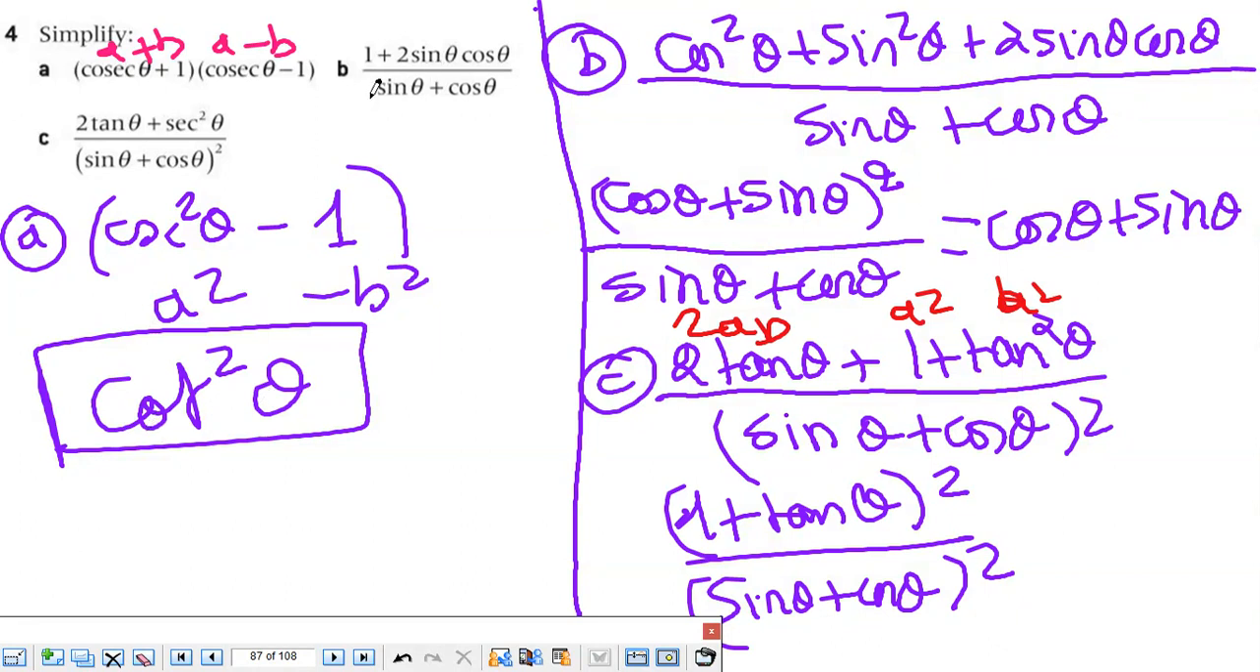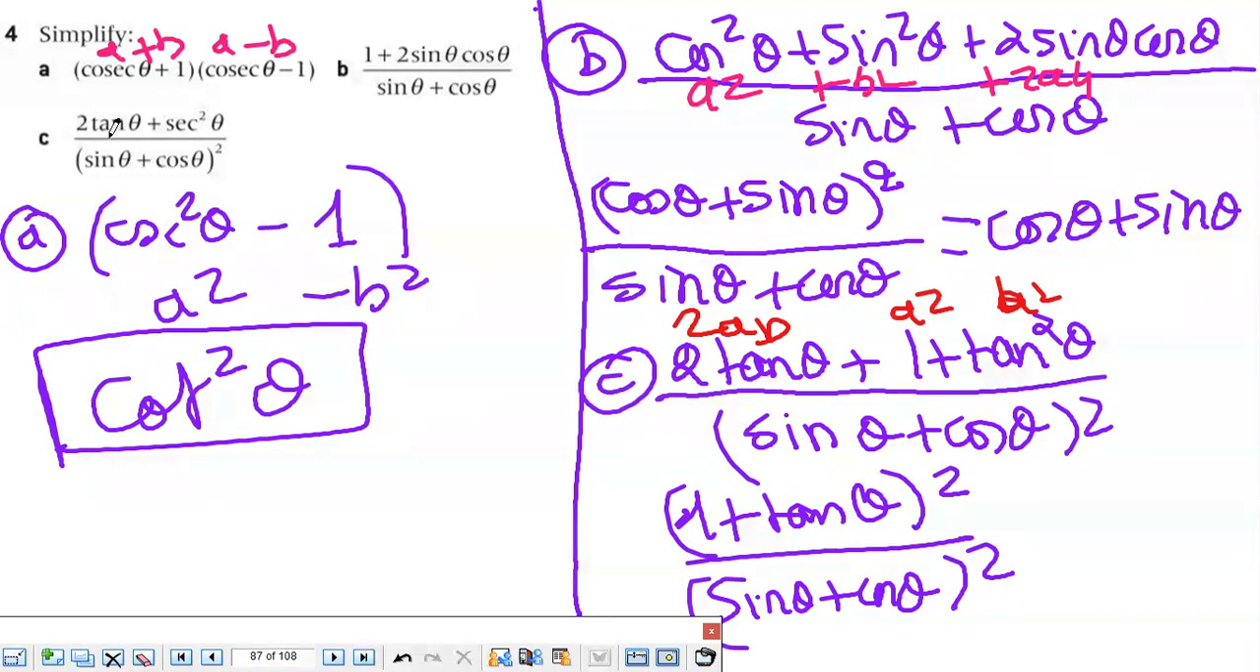Part B. Here, if you look at it, you can see that it's as here, it's 2ab. So 1, I can replace it by cosine squared plus sine squared. And I can see that I have an identity now. It's a squared plus b squared plus 2ab, and it gives me a plus b squared over sine theta plus cosine theta. Now I can simplify, and I get cosine theta plus sine theta.